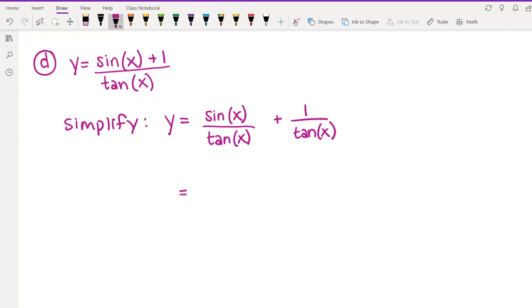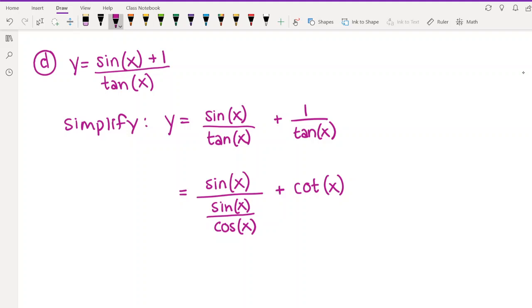So how can we simplify sine of x over tangent of x? Well, we can write it as sine of x divided by sine of x over cosine of x, right? Because tangent is the same as sine of x over cosine of x. And then you could go either way here. I'm going to rewrite this as cotangent of x. You might not remember the derivative of cotangent of x. That's one of the ones that probably doesn't stick in your mind as well. So you could totally leave this as 1 over tangent and just use the chain rule.